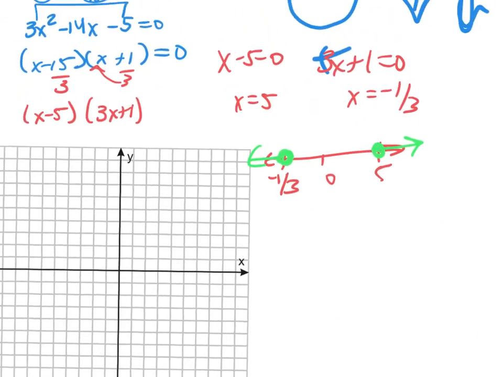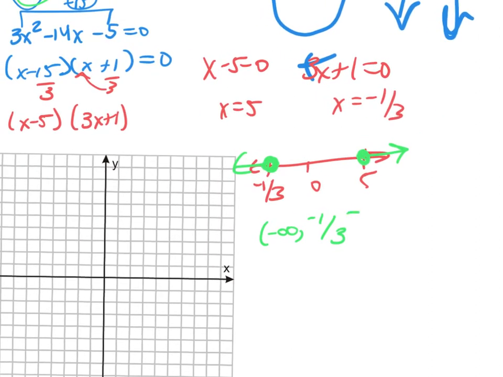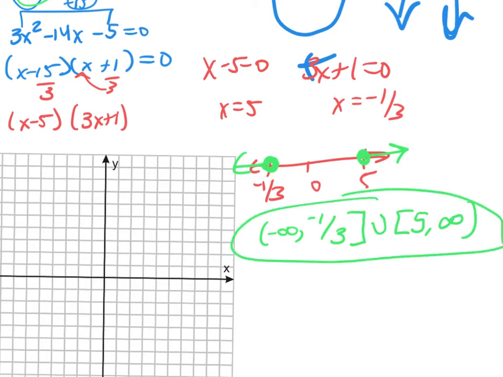So algebraically, what is the domain? What is the interval notation? What are the x values that I can use? How would I write it according to what I graphed? Negative infinity to negative 1/3, bracket, good. Then what? A union, 5 to infinity. That is algebraically the answer that I'm looking for.